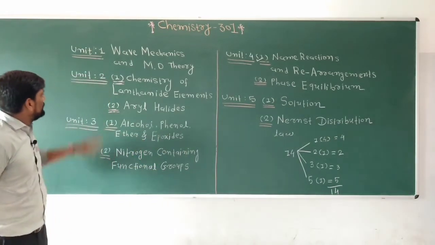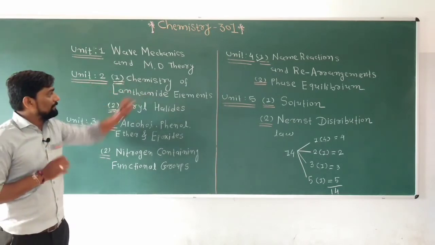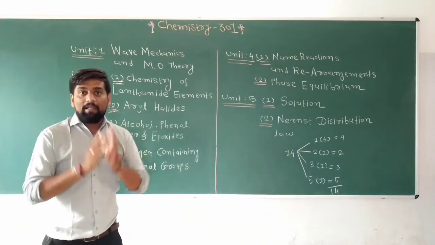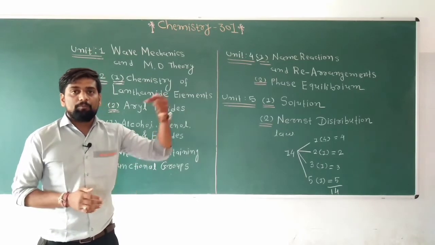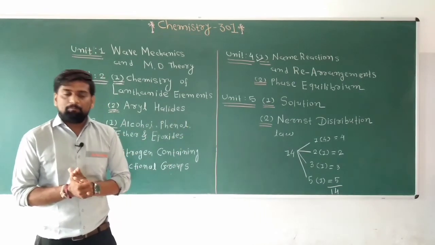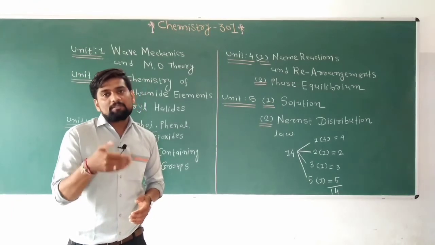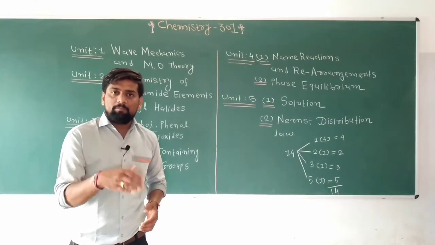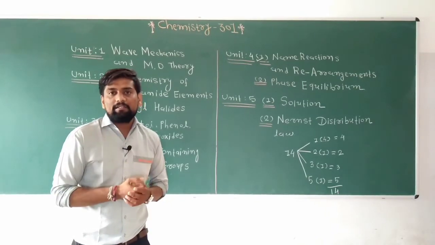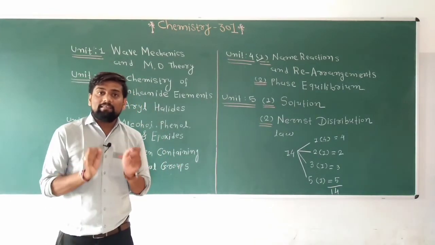Next is unit number 2. This unit 2 has 2 chapters. Chapter 1 is the chemistry of lanthanide elements. In this chapter we will learn about the series of lanthanide elements. It starts from atomic number 57 to 71. The 57 number is lanthanum, then cerium, praseodymium, neodymium, promethium, samarium, europium, terbium, ytterbium, dysprosium, erbium, holmium, and thulium, and then the last one is lutetium. So all of these 15 elements are known as lanthanide elements.